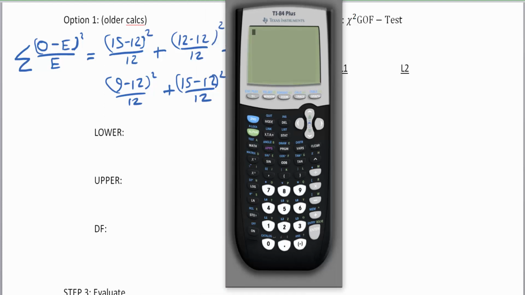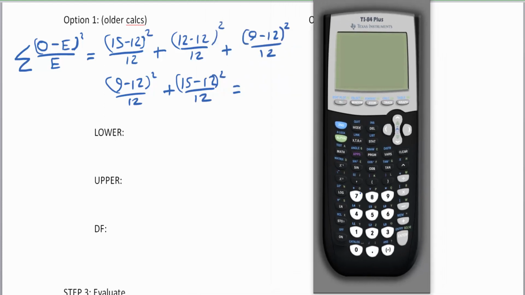And now I'm going to carefully type in this data. Start off with a parenthesis above the 8 key and type in 15 minus 12. Parenthesis above the 9 key, and I'll use the square key, which is above the log key, so squared, divided by 12. So that is the first column. The second column is superfluous because 12 minus 12 is 0, and 0 squared is 0, and 0 divided by 12 is 0. So you can type it in if you'd like, but I'm going to skip it. 9 minus 12, quantity squared, divided by 12.